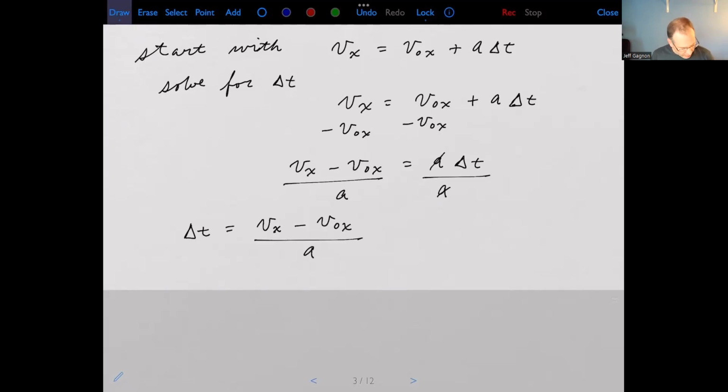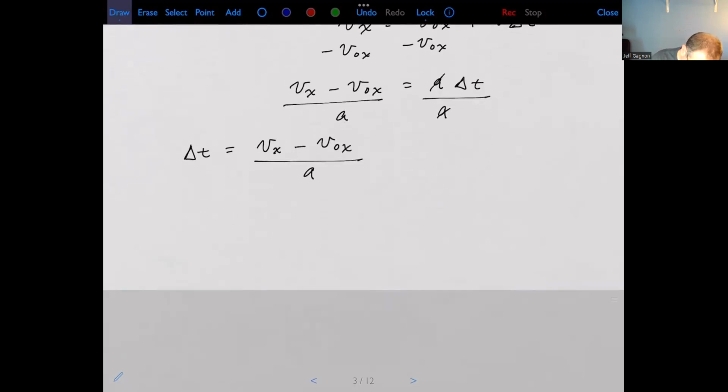Now I'm going to plug this in to this equation. Remember earlier we had delta x is equal to v av times delta t. But I can write that as delta x is equal to (v naught x plus vx) over 2 times delta t.